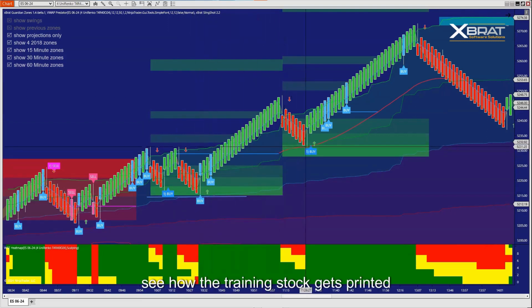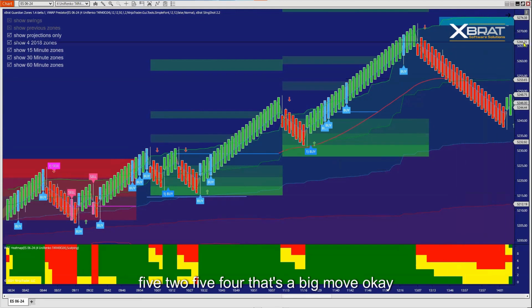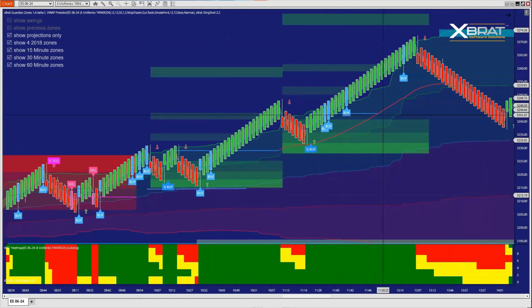See how the trading stop gets printed here for ES. So this entry was at 5229. Trading stop taken out 5254. That's a big move. Really, really big move. 424.40.